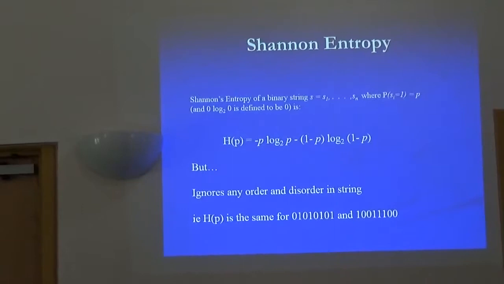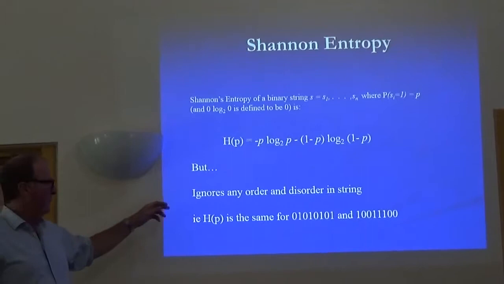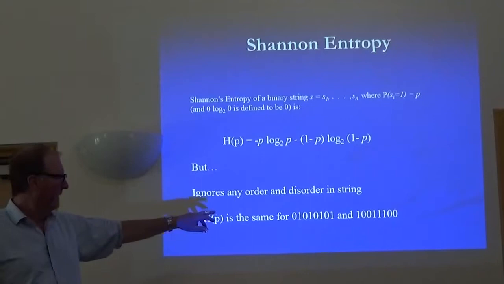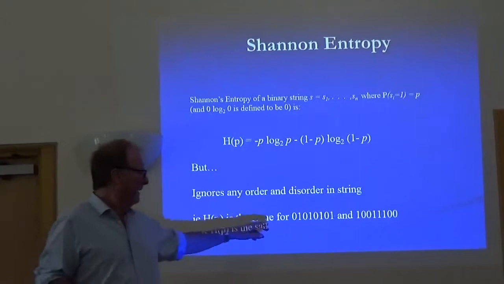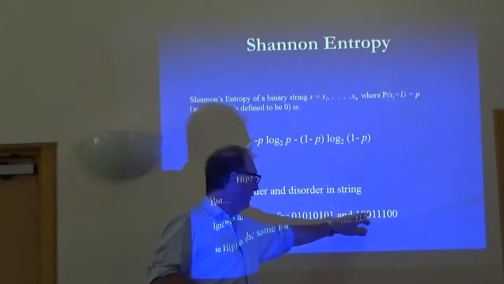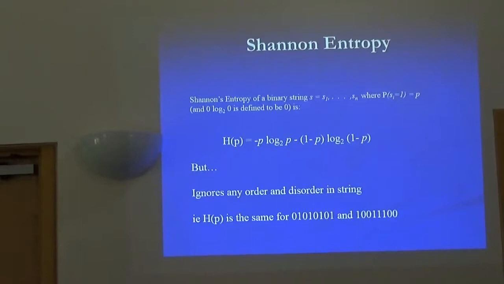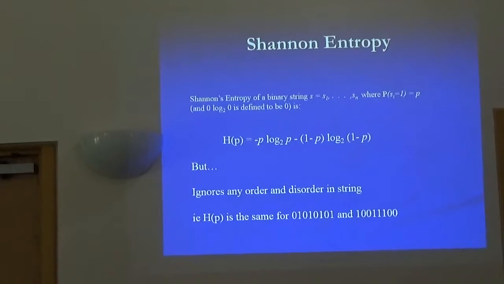Here's the channel entropy, which is the foundation stone of my BiEntropy. So H(p) is minus p log to base 2 of p, minus (1 minus p) log to base 2 of (1 minus p). But the problem with Shannon's entropy is that it ignores any order or disorder in the string. So Shannon's entropy gives the same number for 0101001, which is a periodic string, as for this number here. And the reason it gives the same number is because there are four ones in this string, and there are also four ones in that string. So even though we can intuitively sense that those two strings don't have the same level of order and disorder, Shannon's entropy gives them the same value.